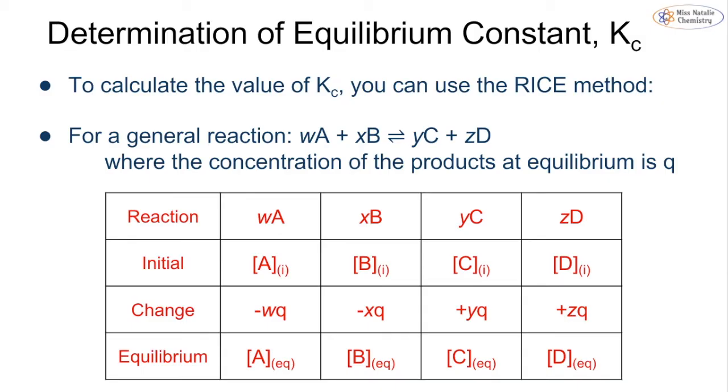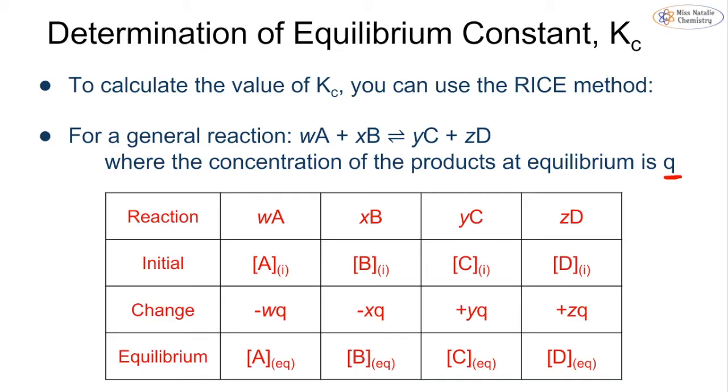For example, if I have a concentration of one of the products at equilibrium as Q, in order for me to get my change, I take that Q and I multiply it by the coefficient, because of course we have to take into account that the coefficient is applying a ratio. So if we have a 1:2 ratio between two substances, we have to take that into account of how much is going to be used.